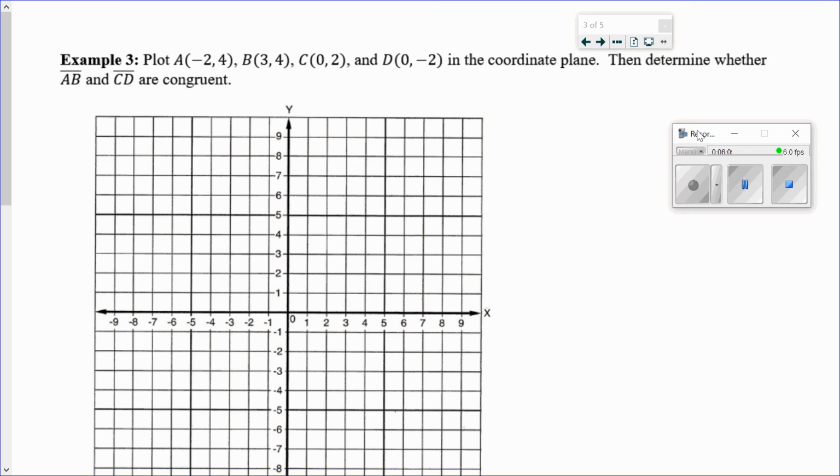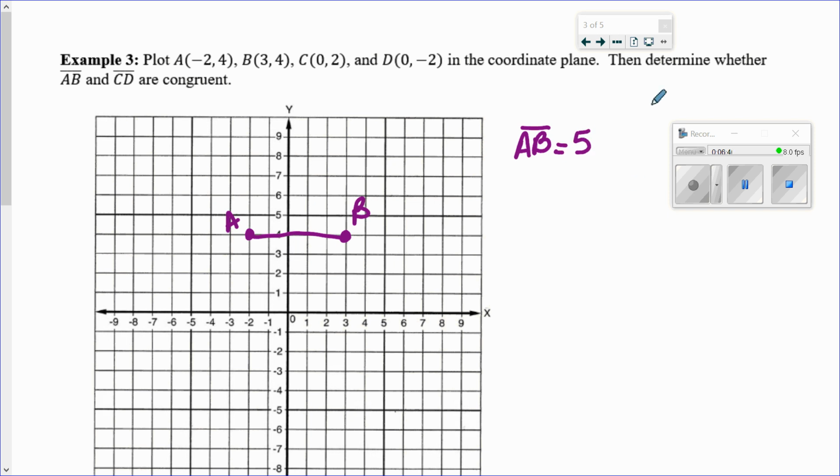Same thing. We're going to plot the points A, B, C, D in the coordinate plane and then determine if AB is congruent to CD. Okay. So A is (-2, 4). B is (3, 4) up here. So AB. Find the distance first. We'll just do it a little bit differently. Again, we're counting 1, 2, 3, 4, 5.